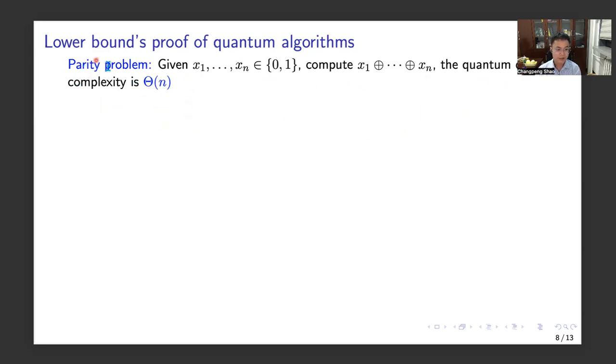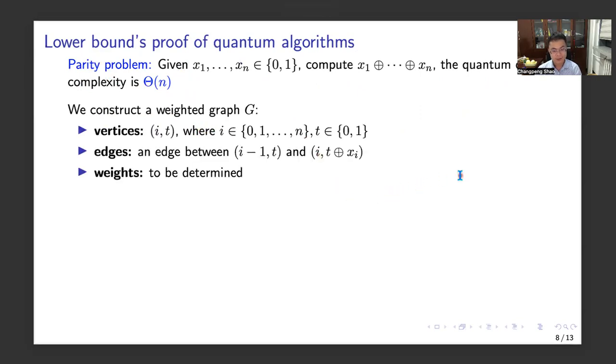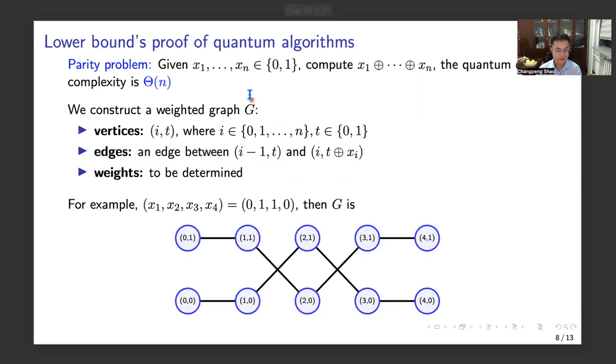So to build a connection between the parity problem and the function of matrices, we will consider the adjacency matrix of a graph. So we will build a graph. Here we consider a weighted graph. The vertices are (i, t), where i is from 0, 1 to n, and t is 0 or 1. The edges: there is an edge between (i-1, t) and (i, t plus xi). Yeah, we will determine the weights later. So before that, let's see what this graph looks like.